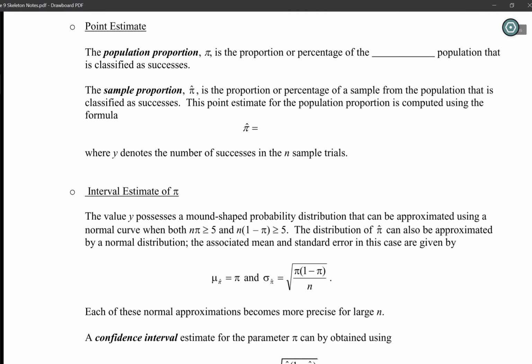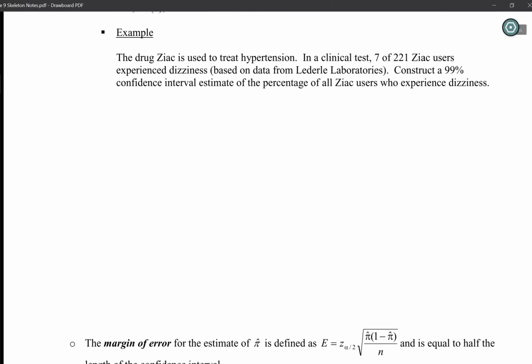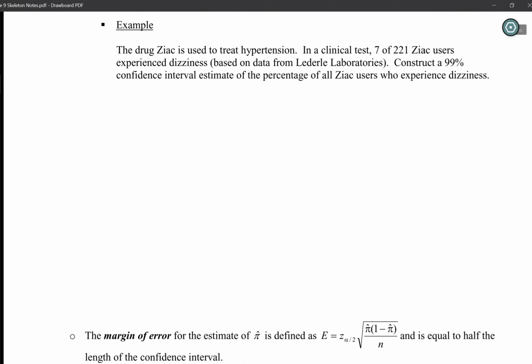Let me give you an example. To motivate some things, here is an example that we're going to work in a little bit on the second page. The drug Ziac is used to treat hypertension, and in a clinical test, 7 of 221 Ziac users experienced dizziness. Eventually we want to compute a confidence interval on a percentage, but there are numbers in there, obviously, 7 out of 221. The variable that's observed on every person in the sample is whether or not they experienced dizziness, and so that's not quantitative.